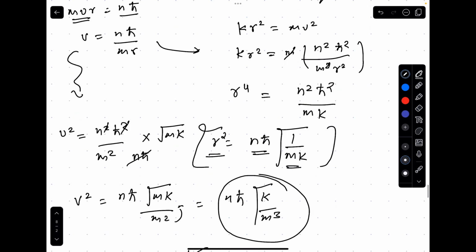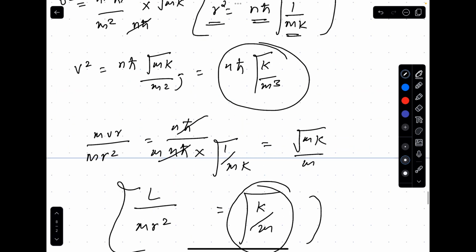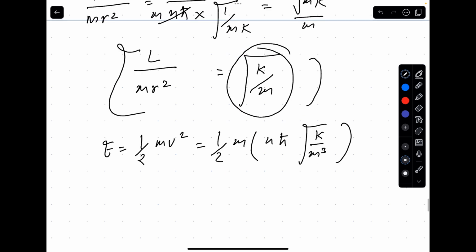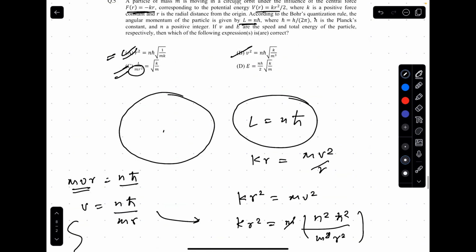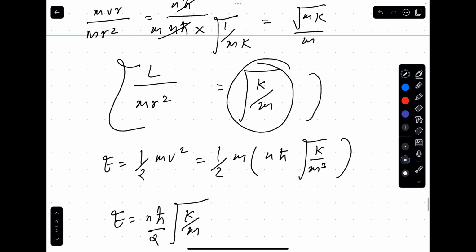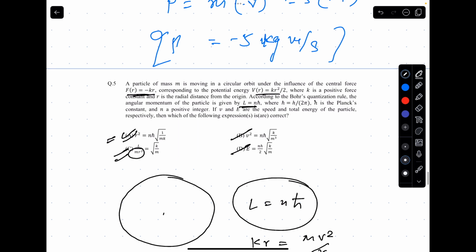Now look in the next option, the energy. What is the energy? Energy is half m v square. Now half m v square I just calculated, that is v square. So we have n h multiplied by root k by m cube. Okay, let us simplify it. So E is n reduced Planck constant, and if m goes inside then it is m square, then this will be root k by m, I think. Yeah. And of course there is 2, I have just forgotten it. So this option is correct. So all the options are correct in this.